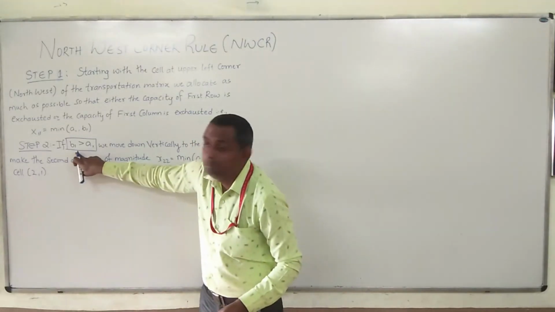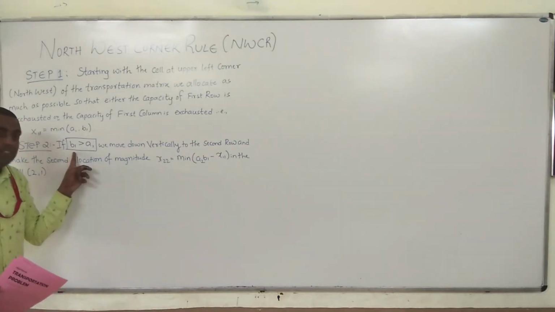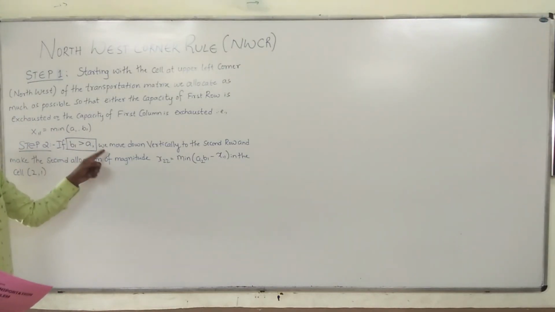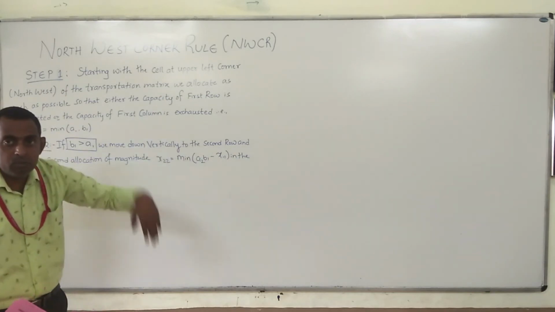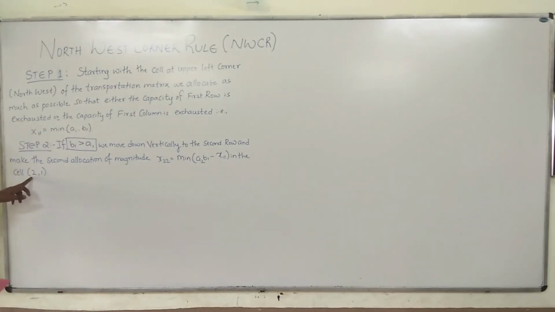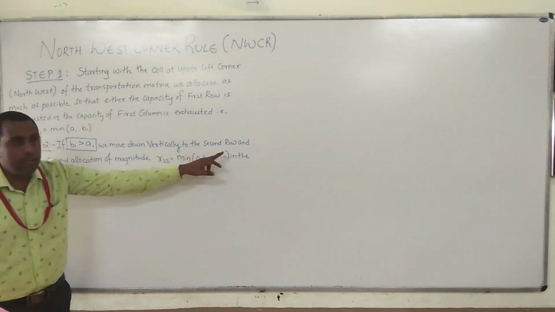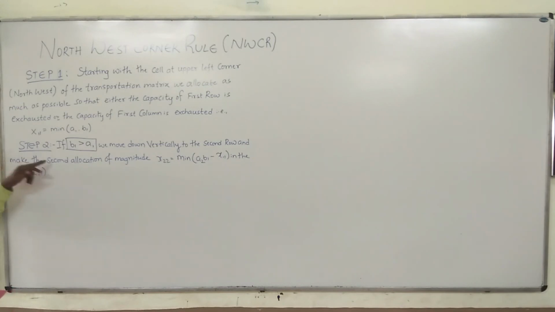What happens here? If B1 is greater than A1, it means B1 is large compared to A1. So we have to move vertically, meaning downward, that is to the second row, first column. We have to move down vertically to the second row, and make the second allocation. Fine. So we have to move down to the second row, first column.